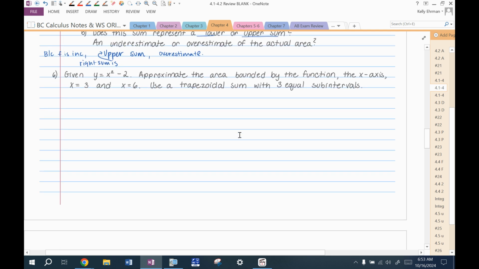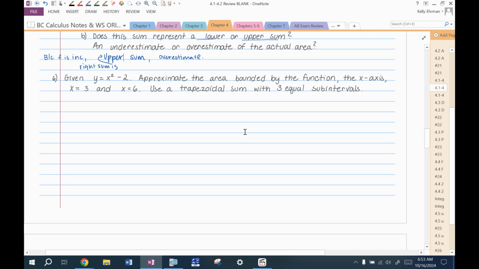Given y equals x squared minus 2, approximate the area bounded by the function, the x-axis, x equals 3 and x equals 6. Use a trapezoidal sum with 3 equal subintervals. So let's graph this thing first. So let's see, we're going from 3 to 6. When you plug 3 in, you get 9 minus 2 is 7. When you plug 6 in, you get 36 minus 2 is 34. I'm not worried about scale here, right? So it's just this point to this point. I know this is a parabola, so it's got a curve like that.